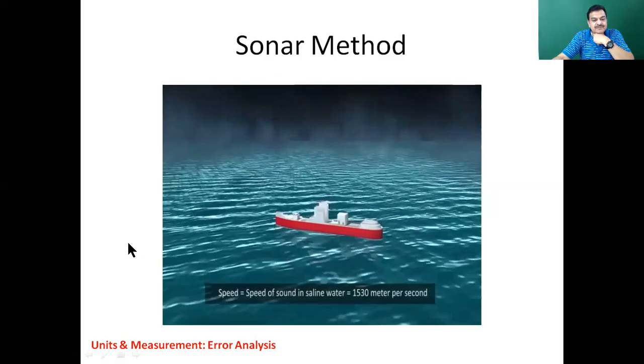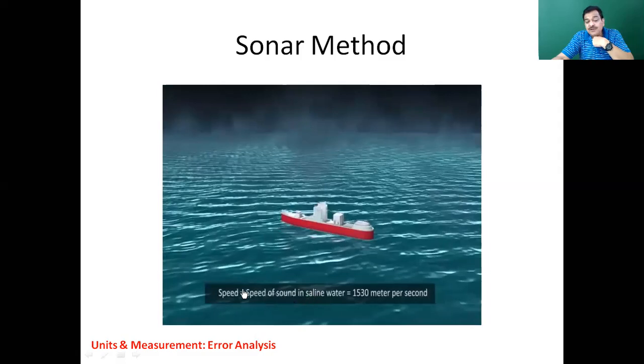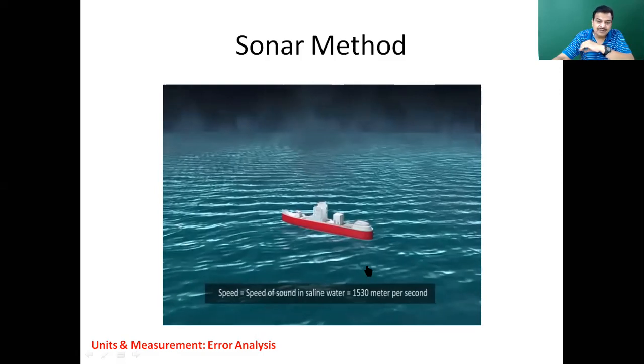Speed is equal to the speed of sound in saline water. The speed of sound in saline water is 1530 meters per second, whereas in air it is 332 meters per second. So sound travels almost 5 times faster in saline water. Saline means salt water. The sea water is salt water. It contains approximately 35 grams of salt per liter of water. So this is why it is called saline water.